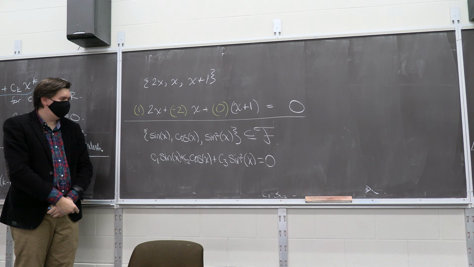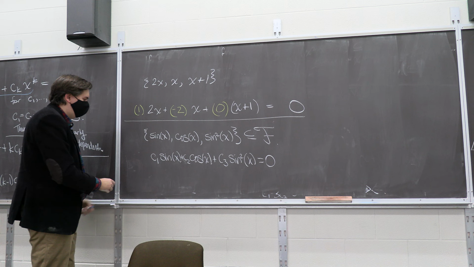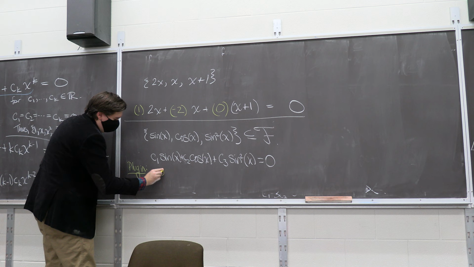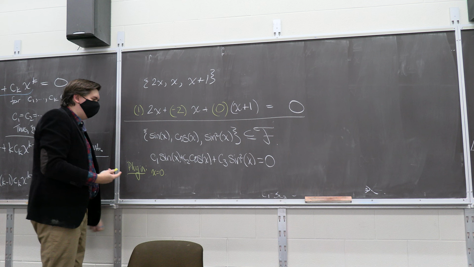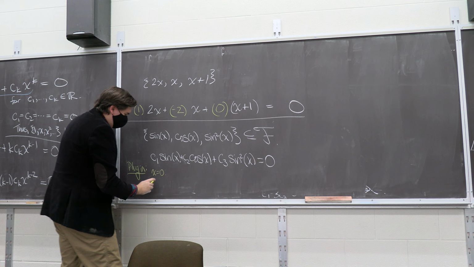Well, when you get down to something like this, I encourage you to try the trick we just did. Plug in some particular values of x. So what's one nice value of x we might try and plug in? Zero. Let's plug in a value like, great, x equals 0. Since this is true for all x, it must be true for x equals 0. At 0, sine is 0. Cosine is 1. So this term vanishes. This is 1, so you just have C2. This guy vanishes. So plugging in x equals 0 just gives you that C2 must be 0. OK?